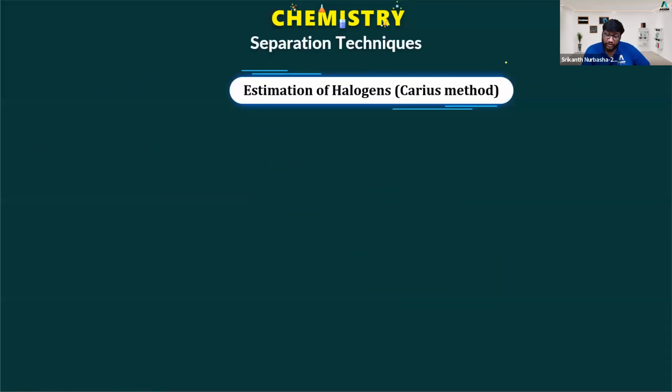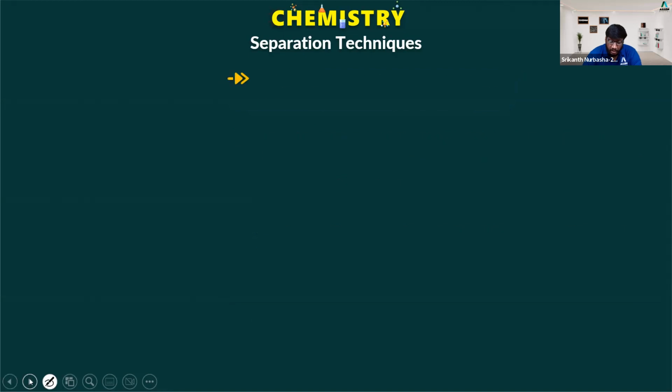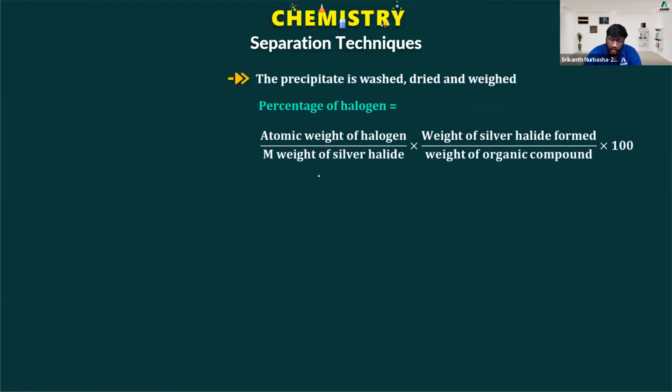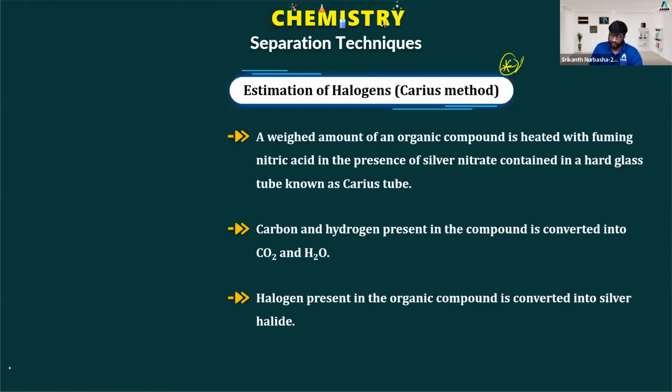And then the estimation of halogen. In the same technique, whatever halogens we have, they are going to be converted to respective silver halides. You have the same formula for all types of halogens. Percentage of any halogen is equal to atomic weight of halogen divided by molecular weight of silver halide into weight of silver halide formed divided by weight of organic compound into 100. We have the generalized formula. Whatever halogen we have is converted into silver halide.